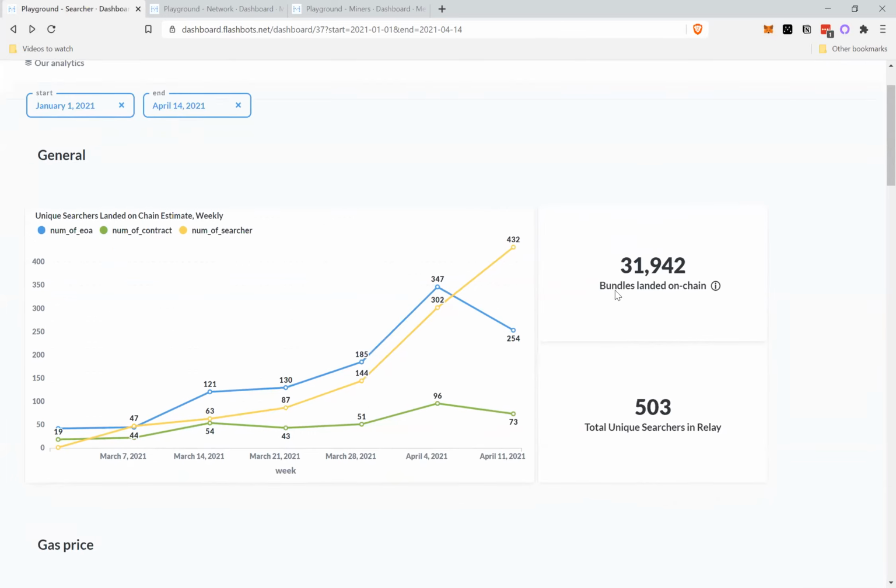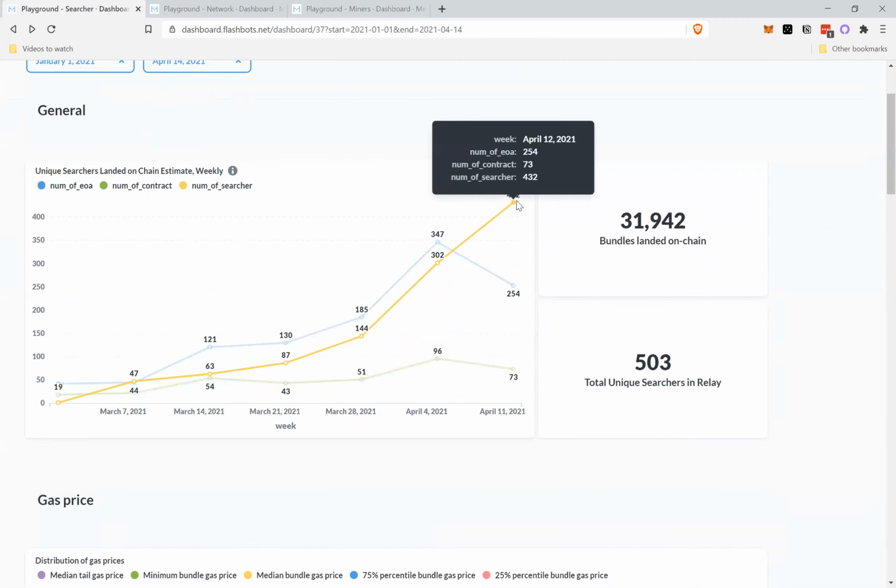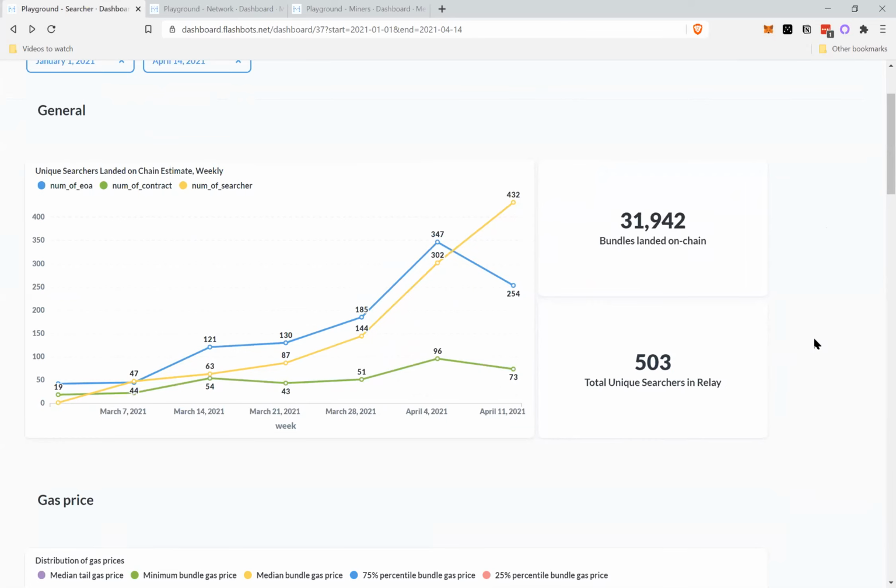We've placed almost 32,000 bundles on chain over time, and we can measure 503 total unique searchers within the relay over time. So we're actually retaining most of the unique searchers in the relay that we have, and there's about 70 or so that haven't been active within the last week, which is the discrepancy between this 430 number and 503.